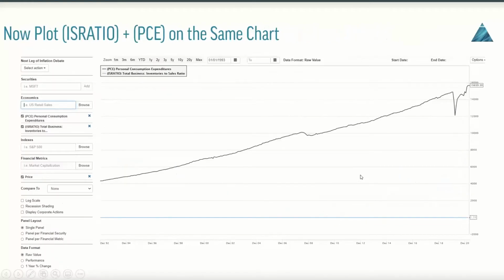And so now what we need to do to build this chart that we're going to use here over the next several quarters to monitor whether or not this inflationary trend is in fact transitory or not, is we're going to basically put those two series on the same chart.